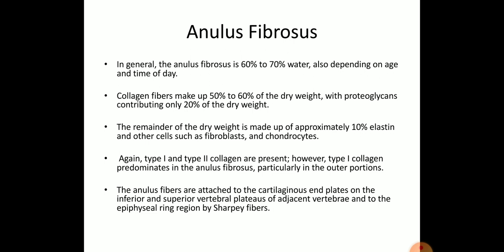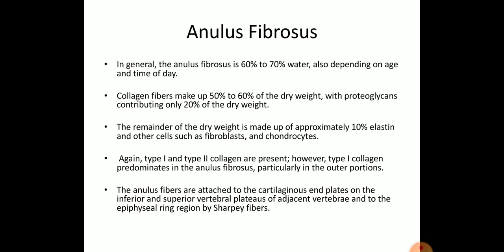Again, type 1 and type 2 collagens are present. However, type 1 predominates in the annulus fibrosus, particularly in the outer portions. As we said, the nucleus pulposus is predominantly made of type 2 collagen fibers, but when it comes to the annulus fibrosus, type 1 collagen fibers predominate over type 2 collagen fibers.